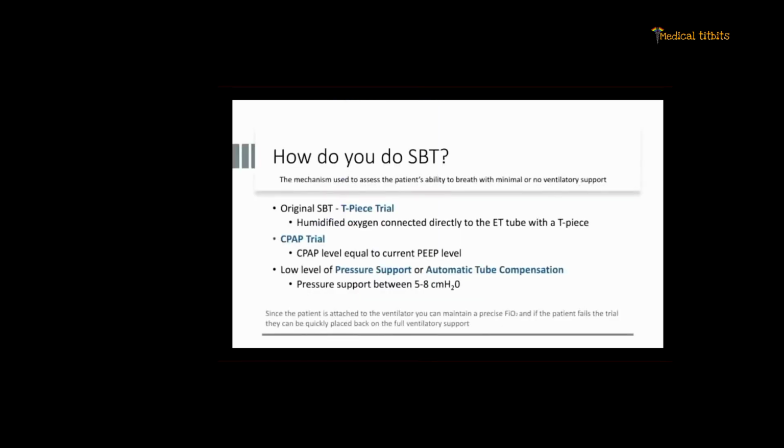How do you do a spontaneous breathing trial? It is a mechanism used to assess the patient's ability to breathe with minimal or no ventilatory support. The original option was the T-piece trial, where humidified oxygen was connected directly to the ET tube. Other options are when the patient is still connected to the ventilator through the circuit. You can do a CPAP trial with the CPAP level equal to the current PEEP level, or you can provide a low level of pressure support, or you can go for automatic tube compensation.